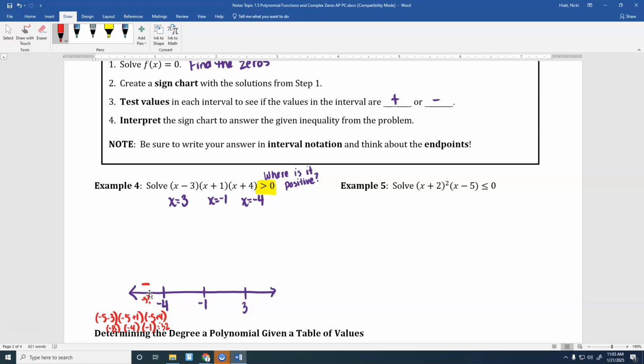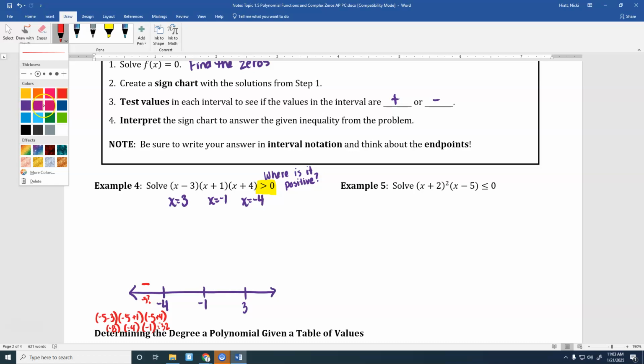And so then I could go do that same thing with a number between negative 4 and negative 1, right? There. And then I could do the same thing with a number between negative 1 and 3, and then a number bigger than 3, right? I think the chart is faster. Okay, so here's what I do if I'm doing the chart.